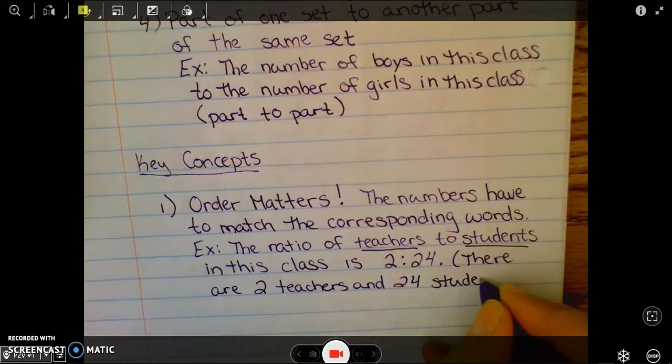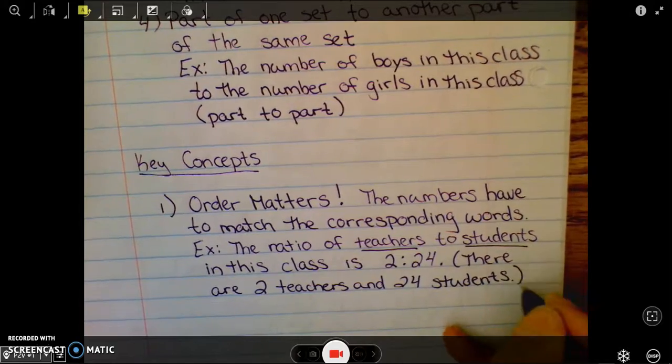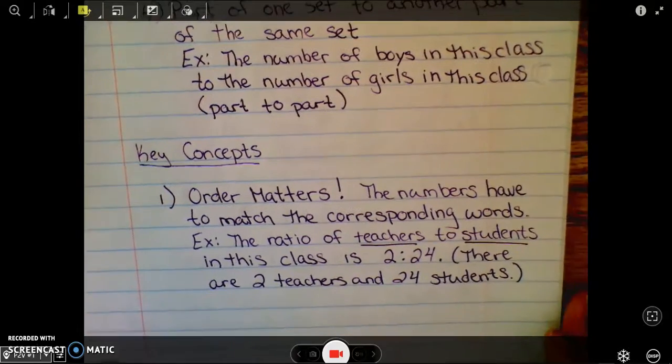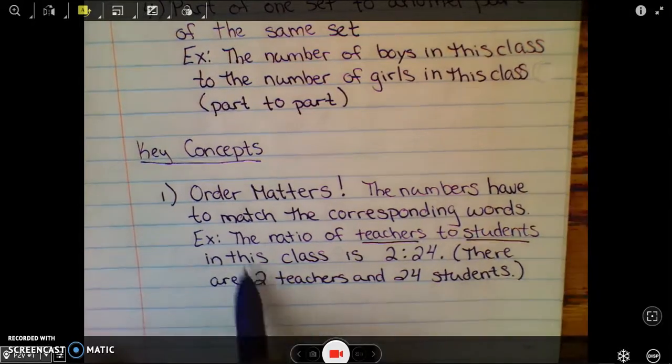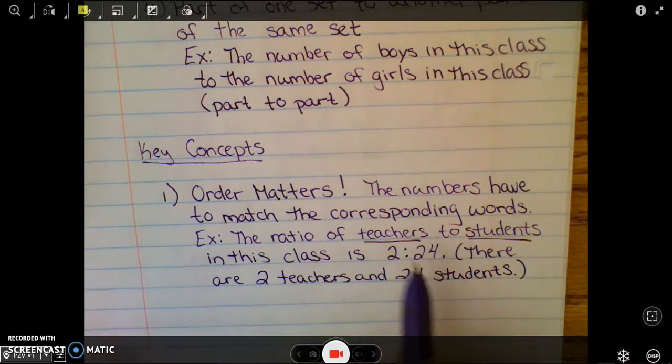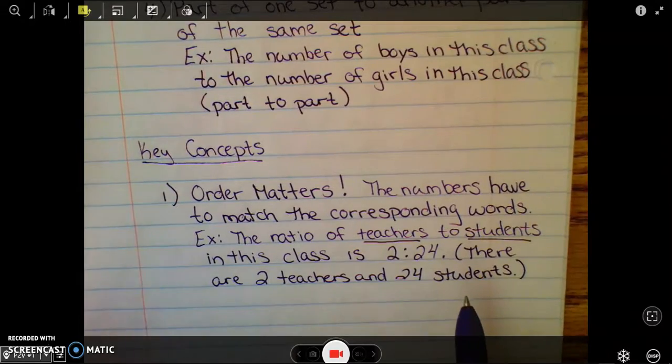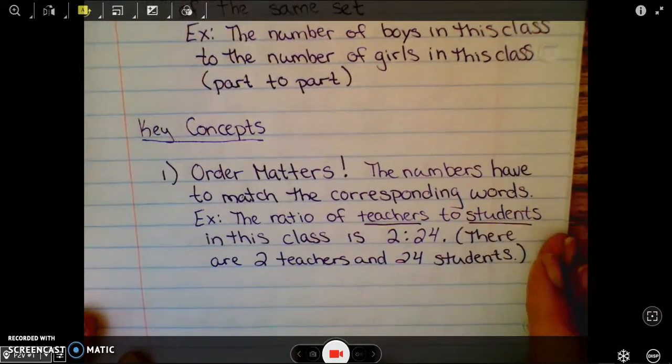So I can figure out that information based off of the order that my numbers are listed in the ratio, and how I have set up my sentence or my question, the ratio of teachers to students. That means the first number is teachers and the second number is students.